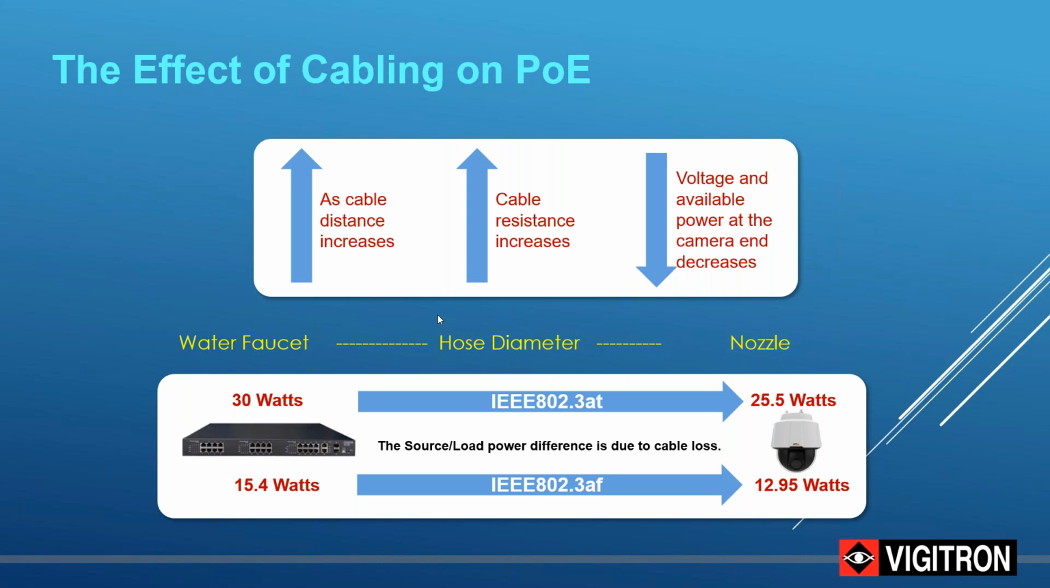In general, though, like anything else in electronics, as the cable distance increases, the cable resistance increases, and the voltage and the wattage that's available to the connected device is lowered. So as you can see here, when we look at the two different standards, one being 802.3af at 15.4 watts, when it travels along the cable, what's received at the camera is 12.95 watts. 30 watts is 802.3at, and when it travels along the cable at a distance of 100 meters, the resulting wattage is 25.5 watts. So this is what's taken into account when we deal with the standards.